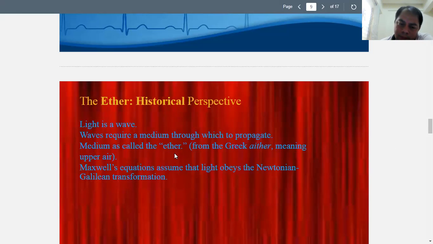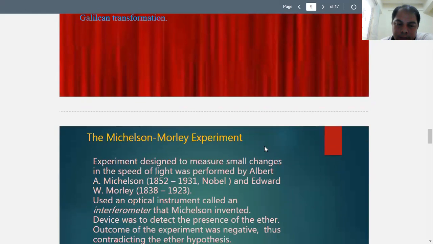But actually, this one is proven not true, because they realized that light is an electromagnetic wave, and it does not actually need a medium to propagate itself. So again, this is their notion that fills the empty space, and they term it as an ether.